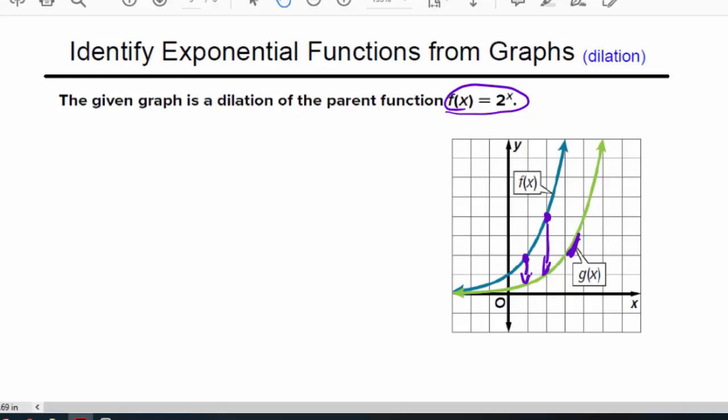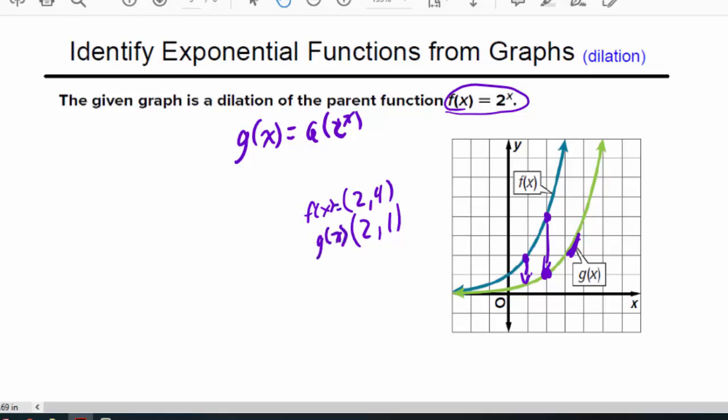So the graph appears to be a vertical compression. So g of x appears to be a times 2 to the x power. And since we have a dot right here at (2, 1), we have a dot at (2, 1) that was originally at (2, 4). So this was f of x, and this is g of x. It looks like the y value got 4 times smaller, so it looks like a is equal to 1 over 4. And one way we can figure that out is substitution.